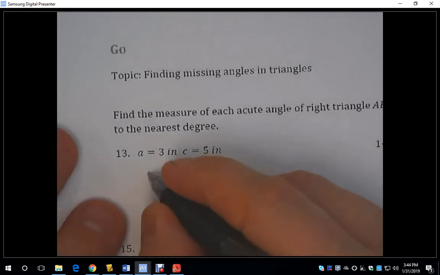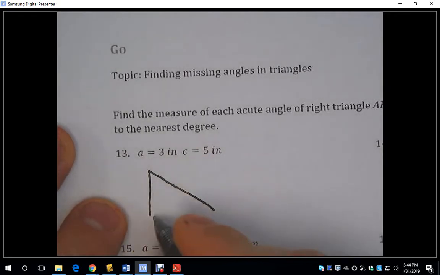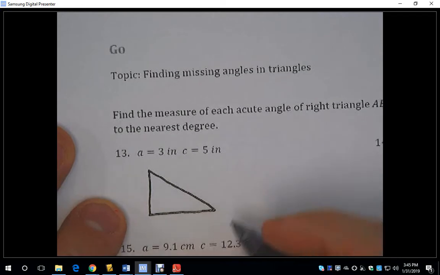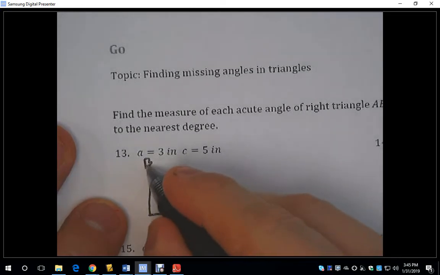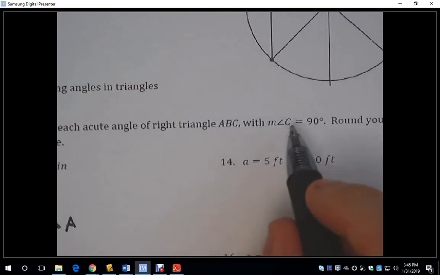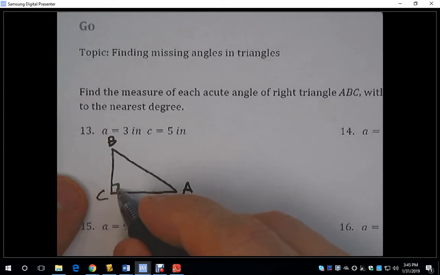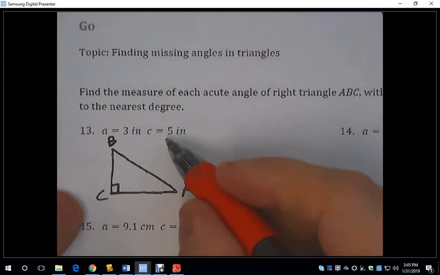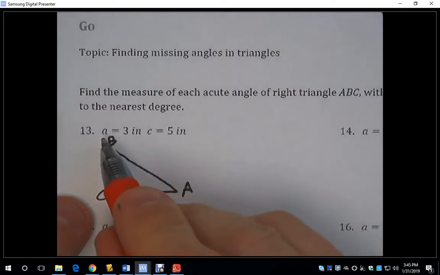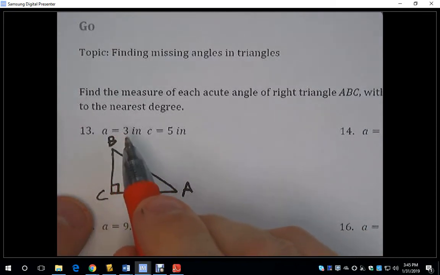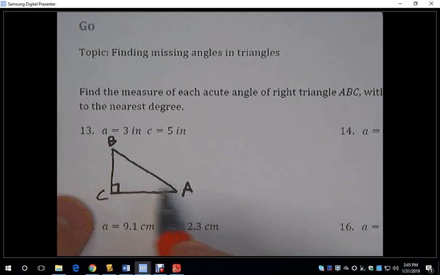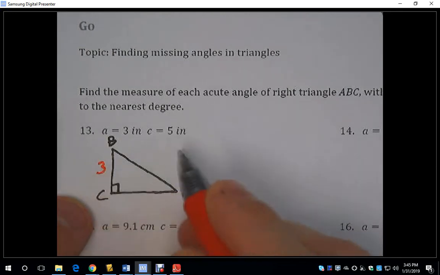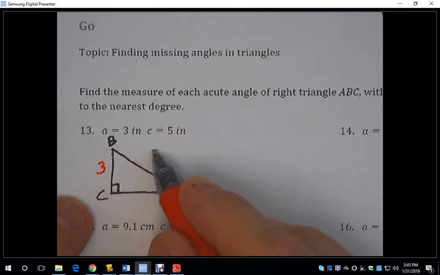So I have some right triangle ABC, so this would be A and B and C, and the directions say that the measure of angle C is 90 degrees, so I'm going to indicate that here. The length of side A is 3, and side A is always opposite of our angle A, so that's going to be 3 here. Length C is going to be opposite angle C, that's going to be here.